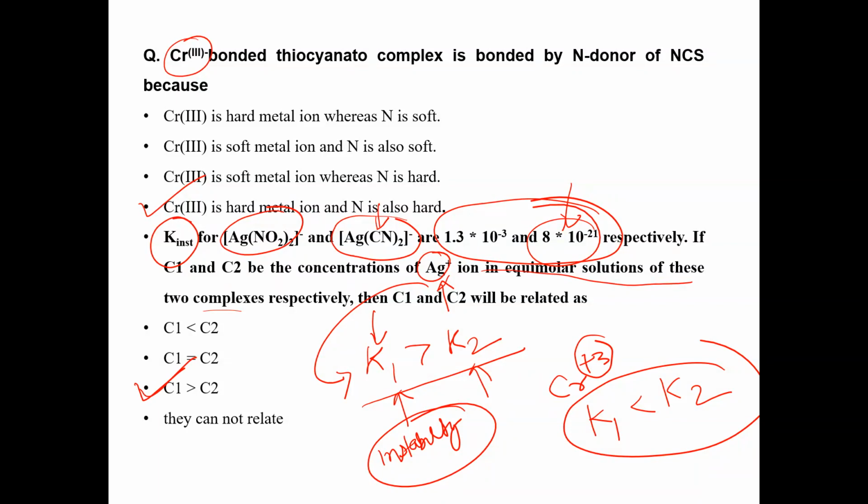Getting my point? You can see there are two values given here, one is this, second is this. This value, 1.3 into 10 raised to minus 3, is higher as compared to this one. So the instability constant will be higher for this one as compared to this one.